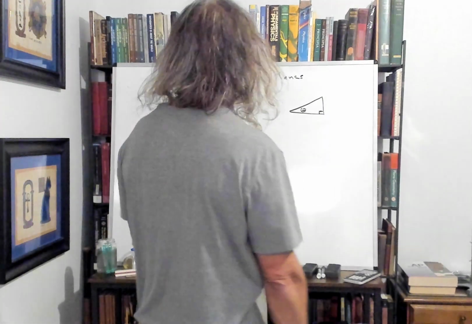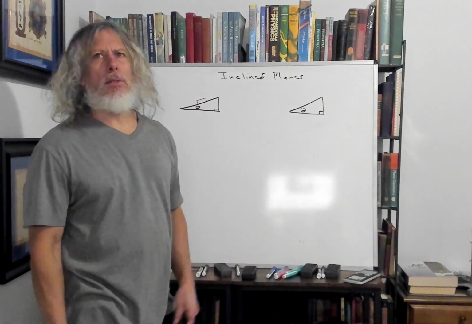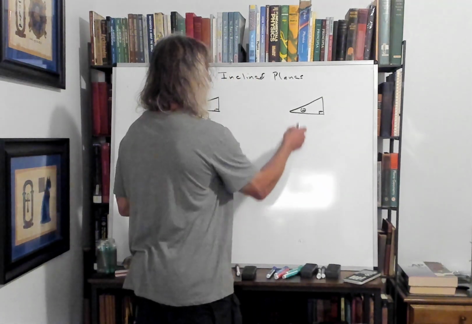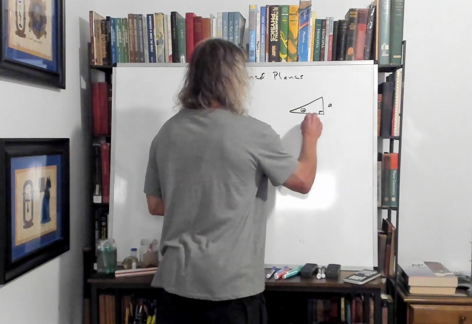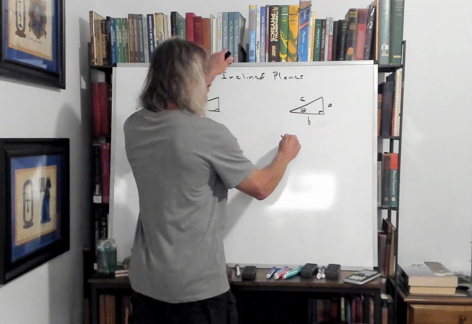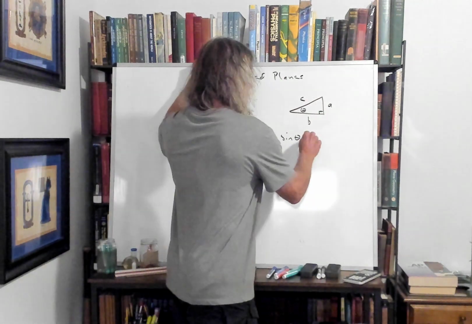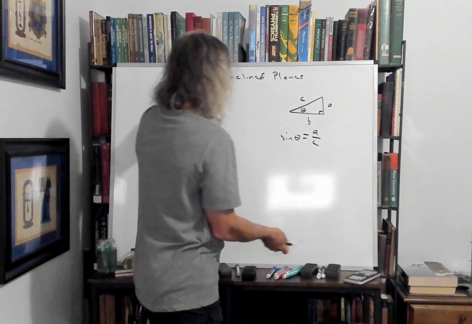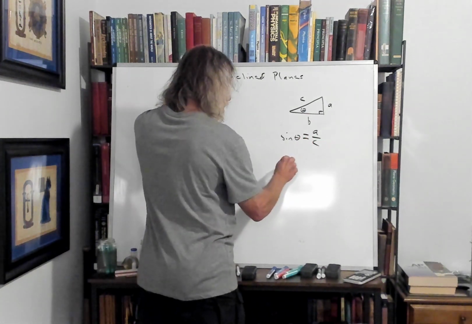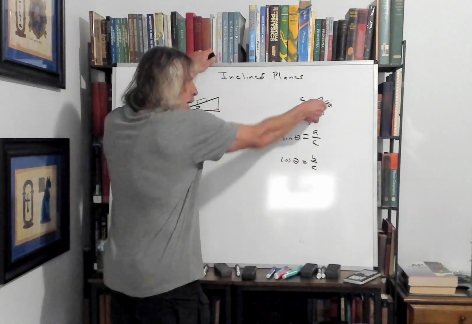In some inclined plane problems, we can use our trig and use the ratio of sides instead of the angle. So remember here, trigonometry: if this is our angle, theta, with sides A, B, C, sine of theta is opposite over hypotenuse. Cosine of theta is adjacent over hypotenuse. And then tangent of theta is opposite over adjacent.